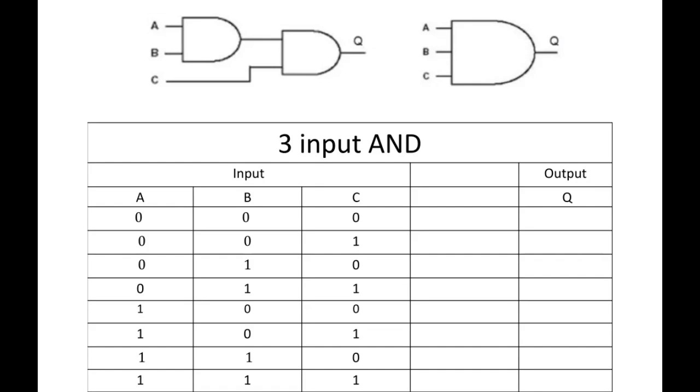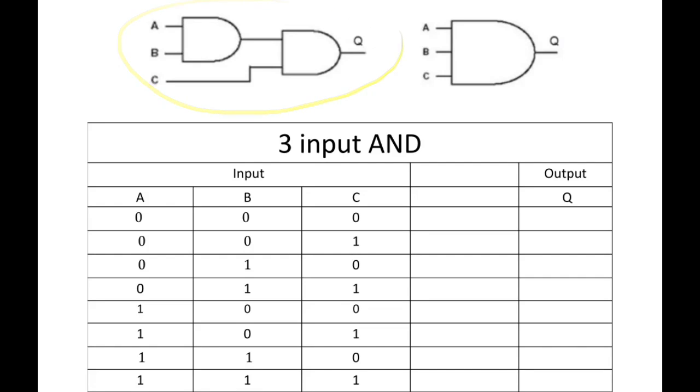Let's work out the truth table for a 3-input AND gate, which we see the logic circuit for right here, and has an equivalent symbol right there. So this is a pretty common symbol to see. A 3-input AND gate, we see it represented like this. These two things are equivalent.